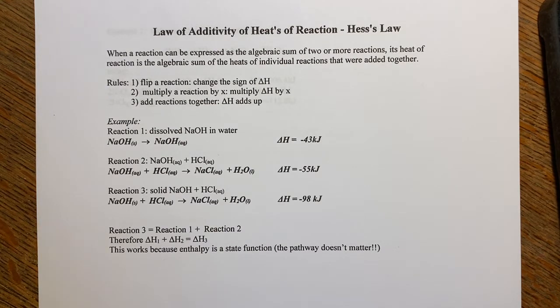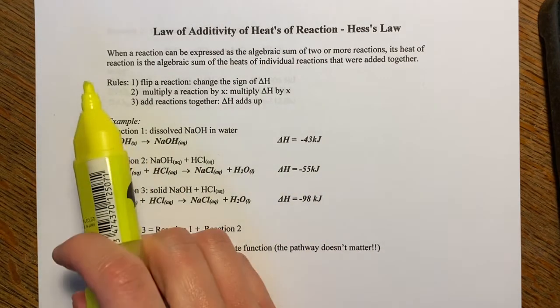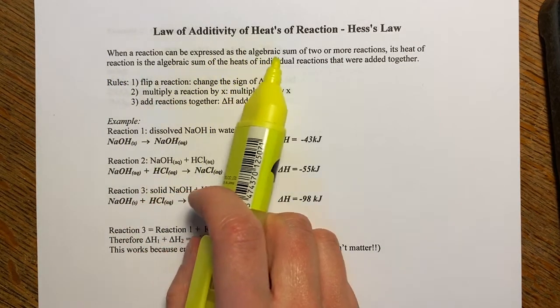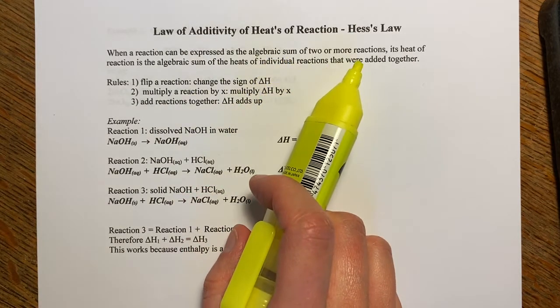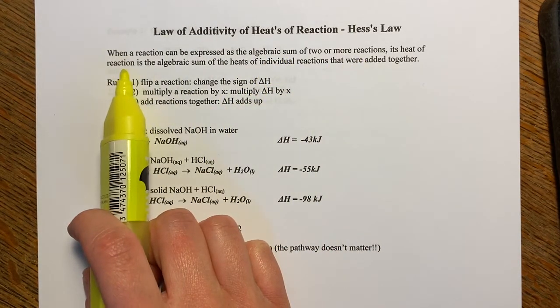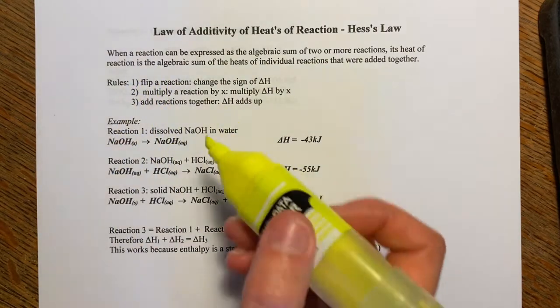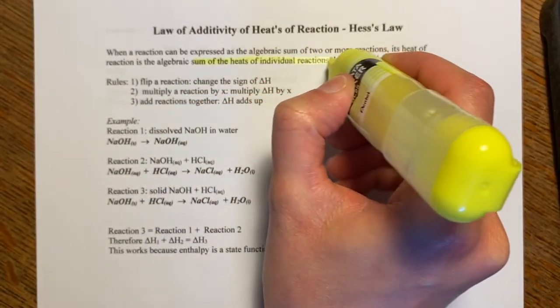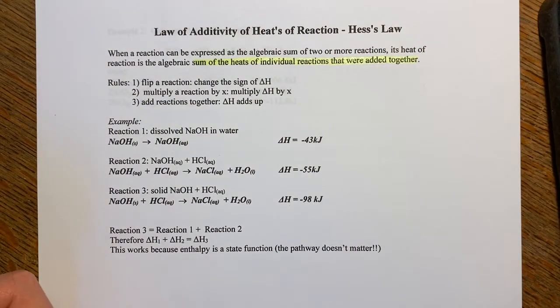Today we are going to be looking at calculating enthalpy through a process called Hess's law, where we're adding reactions together, multiple steps, to determine the enthalpy of a reaction that is the sum of those other reactions. So, when a reaction can be expressed as an algebraic sum of two or more reactions, its heat of reaction is algebraically the sum of the heats of the individual reactions that were added together.